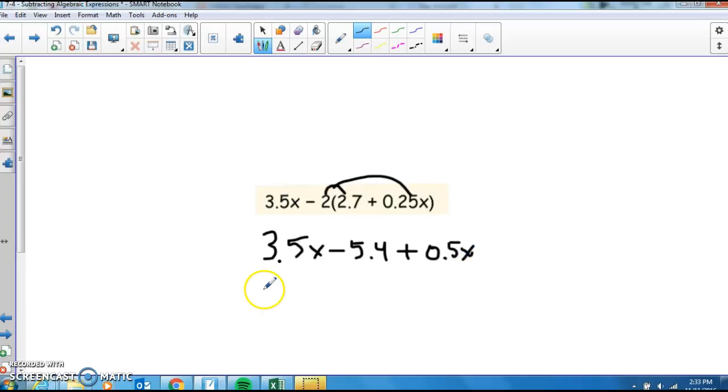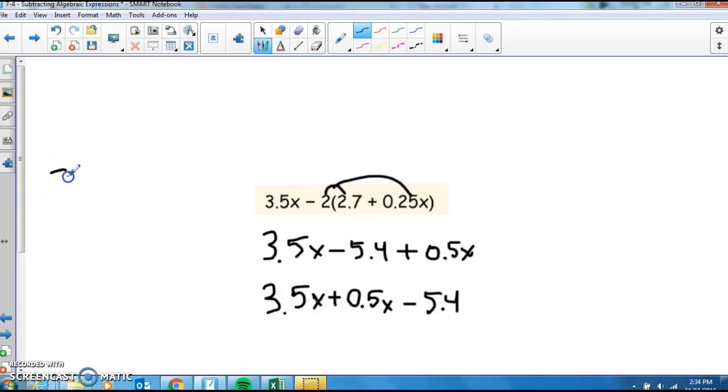I'm going to regroup everything so that my like terms are together. So I've got 3.5x grouped together with my 0.5x. I'm going to group my negative 5.4, or my minus 5.4, all by itself. There's nothing to go with it. So now I combine my like terms.